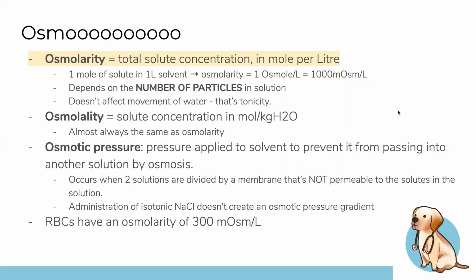Another word is osmolality, which is pretty similar, but it's the solute concentration in moles per kg of water. And osmotic pressure, as we talked about before, is the pressure applied to the solvent to cause the water to move. Red blood cells have an osmolarity of 300 milliosmoles per liter, which is important because you get a lot of questions asking whether water will go in and out of red blood cells when they're placed in different solutions, but we'll go through some questions later.